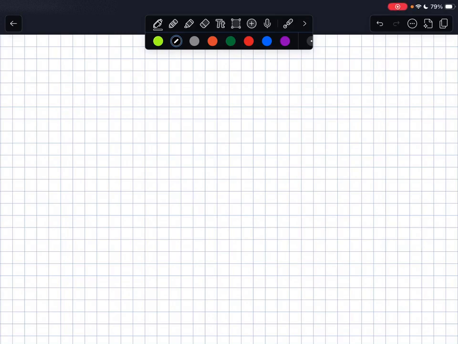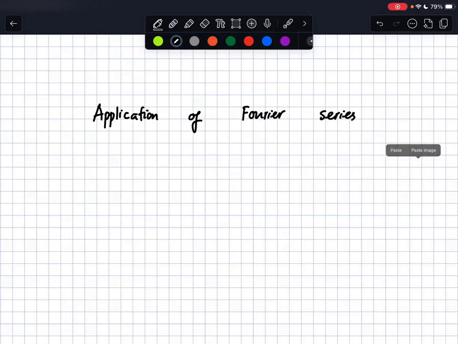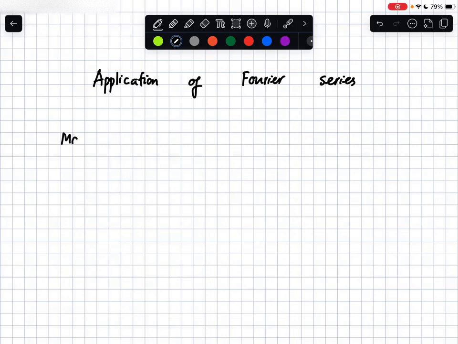Here we learn application of Fourier series. So let's do it for the mass spring system.